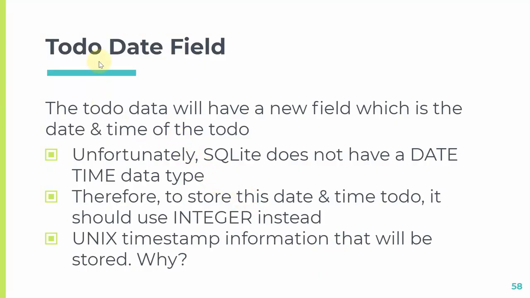And the to-do date field here will have a new field, which is the date and time of the to-do. But unfortunately, SQLite doesn't support a data type of date and time. So you can store date time as strings, or you can also store date time as integer. But I think I'm going to save the date and time using integer. Yeah, not in string, but using integer.